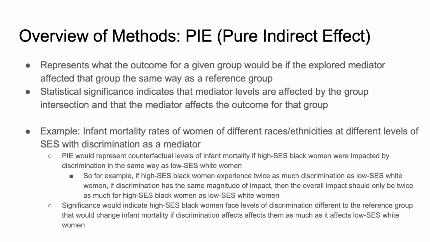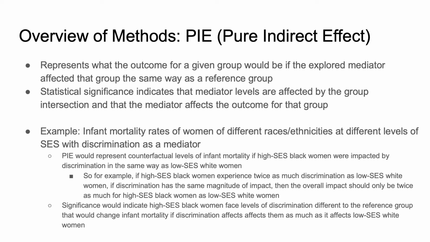The second output described, the pure indirect effect, or PIE for short, is a measure of what the outcome for any one group would be if the actual magnitude of the effect of the mediator was the same for a tested group as it was for a reference group. In the context of the example, this would be represented as the level of infant mortality that would be expected in high SES Black women if discrimination impacted the outcome the same way as it did for low SES women.